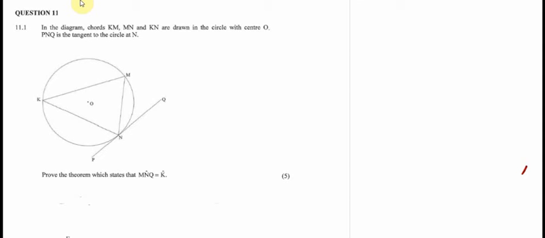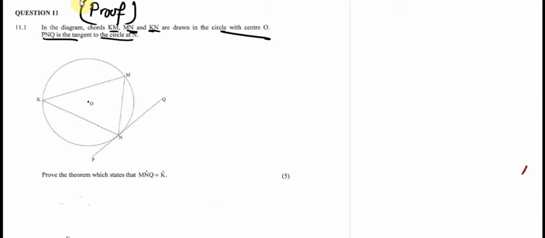Now we're going to be looking at the proof for an untitled theorem. So this will be just the proof of an untitled theorem. The statement in the diagram: the chords KM, KN, MN are drawn in a circle with center O. So this is center O, and then PQ is a tangent to the circle.